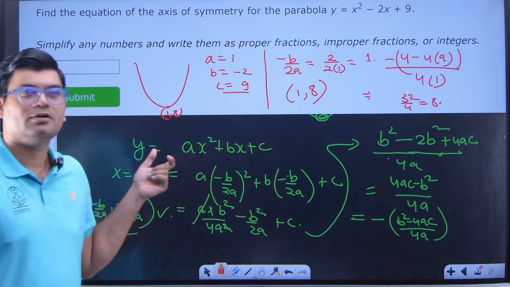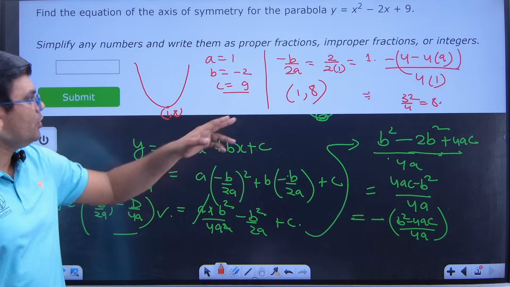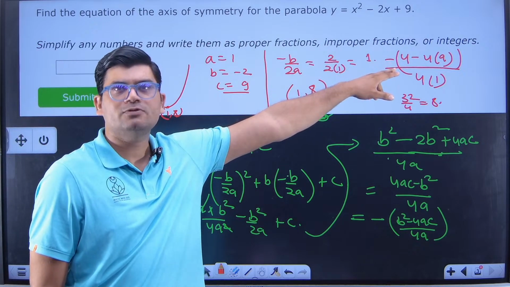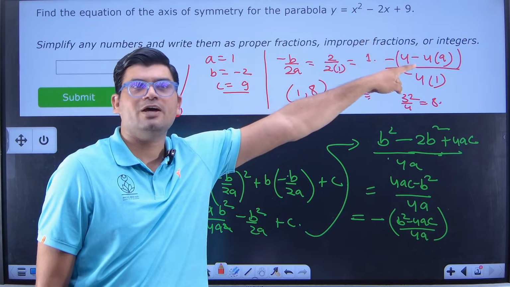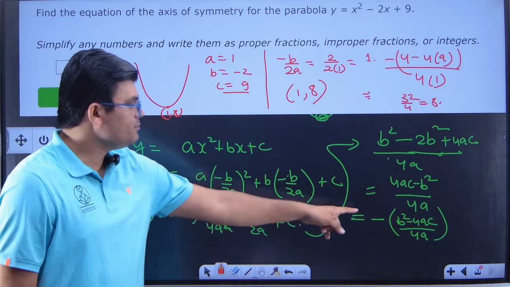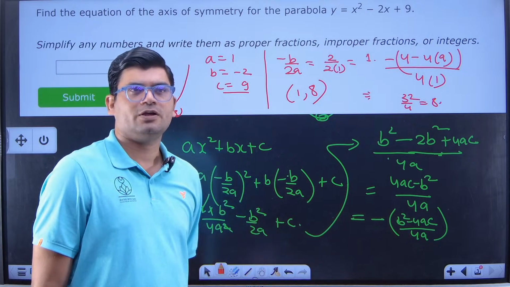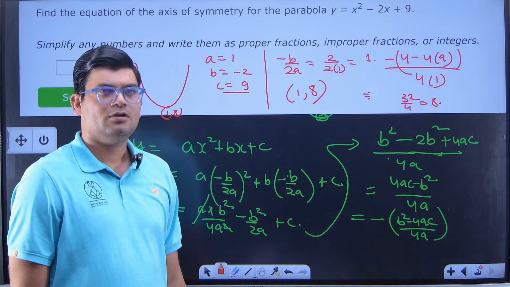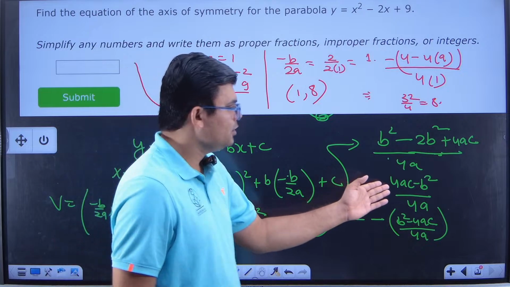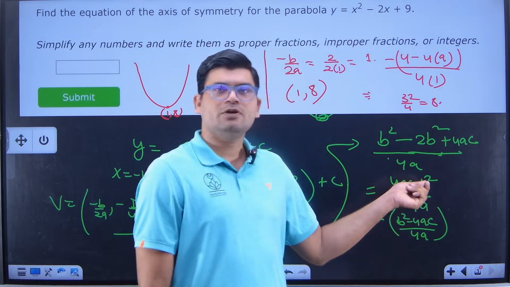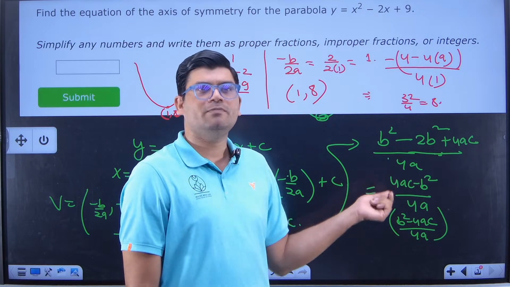So wait, why did you do minus of minus 4? Because it has got minus outside. The formula is minus b square minus 4ac upon 4. See this? It is 4ac minus b square. So if you take minus common out of it, you will get b square minus 4ac.